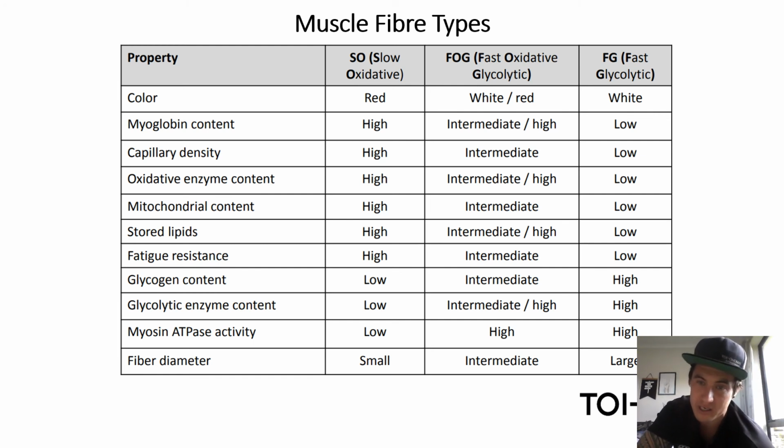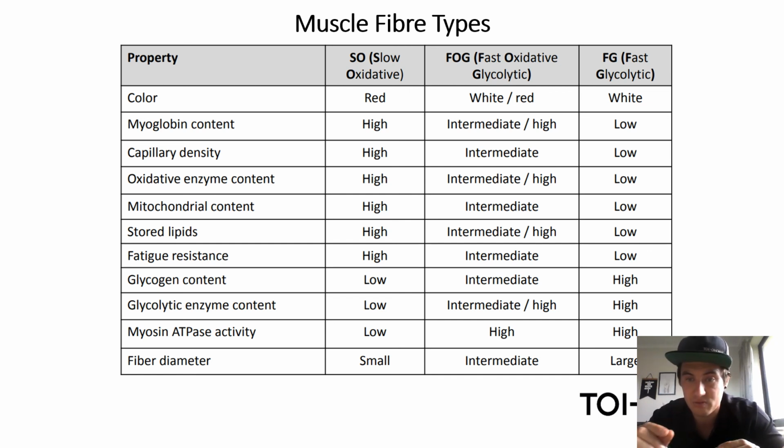Glycolytic enzyme content, so enzymes that break down glycogen. Myosin ATPase activity, so how we can use ATP to drive our thick filament fibers within sarcomeres, and then the size of our fiber diameter, so the actual physical size of muscle fibers. So slow oxidative uses oxygen and is more fatigue resistant. Fast glycolytic muscle fibers generate force really quickly, but they fatigue really quickly. And then fast oxidative glycolytic are somewhere in the middle. So just have a look through this table at the 3 different fiber types.